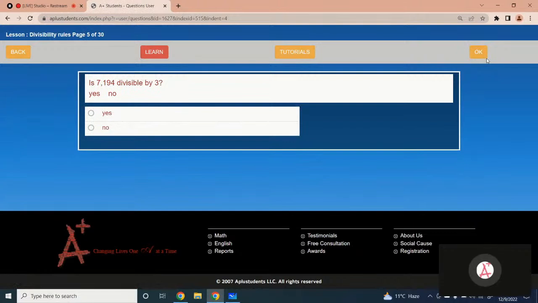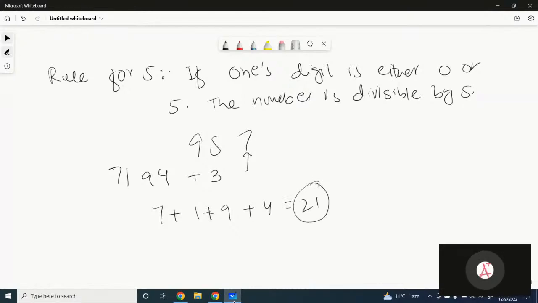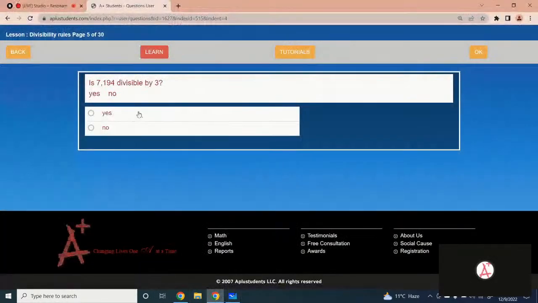Okay, the next one: is 7194 divisible by 3? The divisibility rule for 3 is to add up all the digits: 7, 1, 9 and 4. That is 10, then 21. If the sum is divisible by 3, yes, 21 is divisible by 3. That means the given number is divisible by 3. So the answer is yes, 7194 is divisible by 3. Got it, everyone?